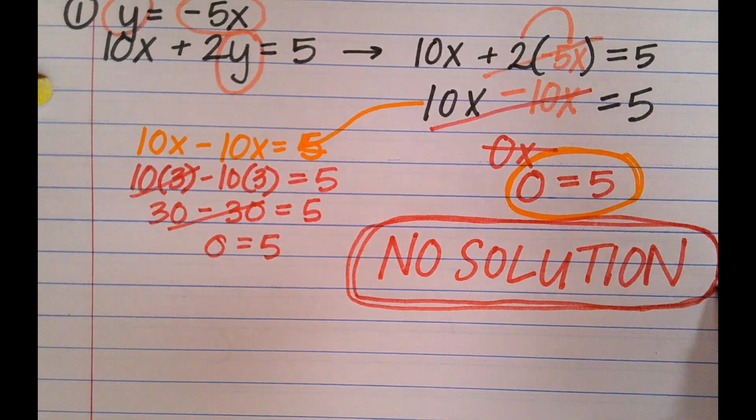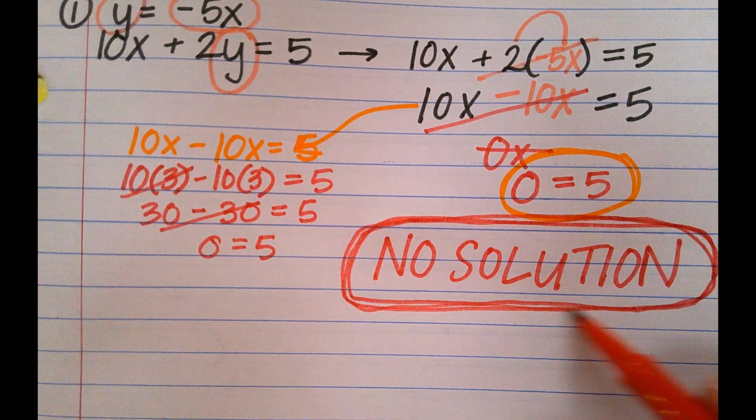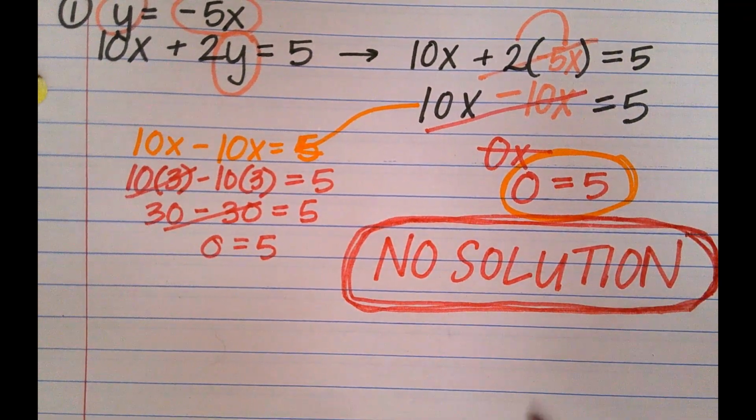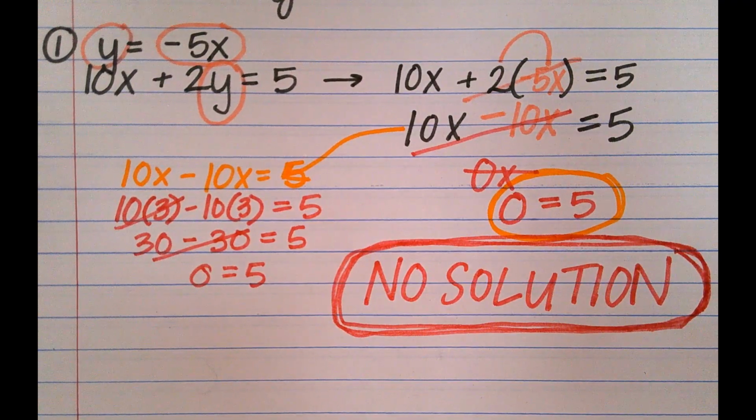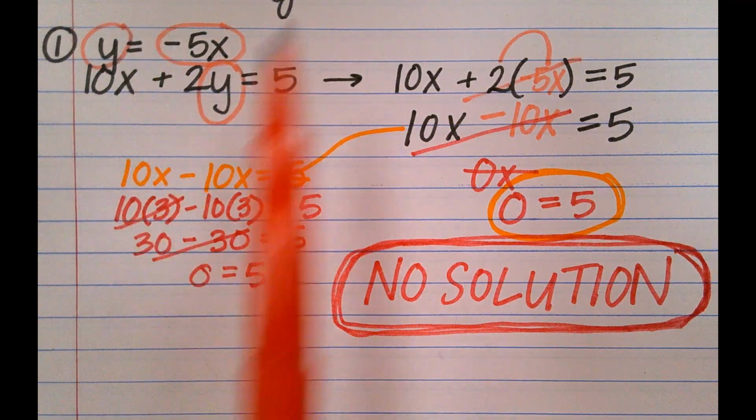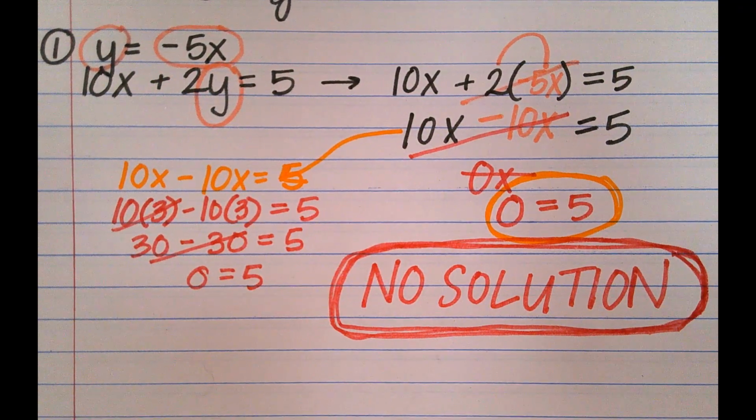That feels uncomfortable because we're used to getting an answer. But sometimes this happens. Sometimes there is no number that we can use to make our statement true. I could try plugging into the other equations too. It's just simply not going to work.